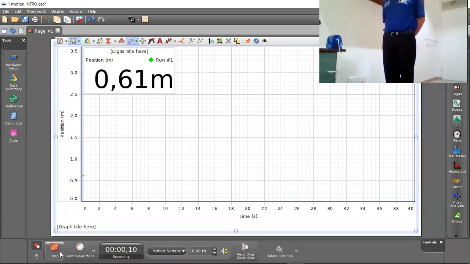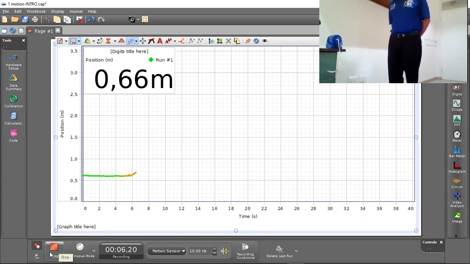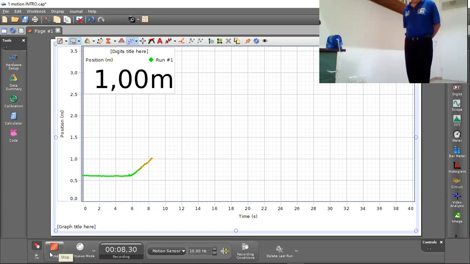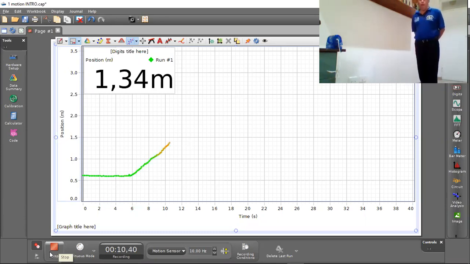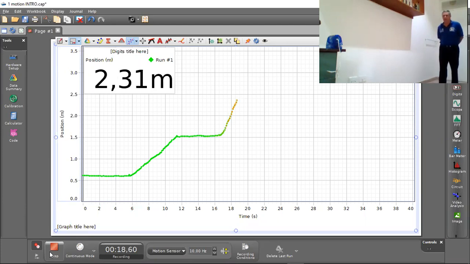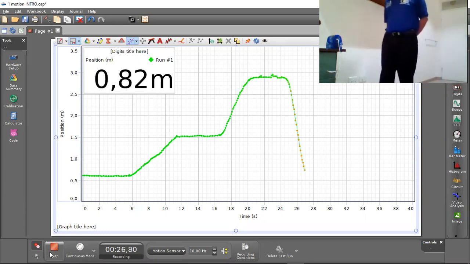So I'm standing in front of the motion sensor, and it's measuring that I'm 0.6 meters away. If I start walking slowly backwards, you can see that reading increases. And I'm now 1.5 meters away. Stand still again, and you see the line is flat. Move further back again, and again my position increases. And when I stand still, again the line is flat. Now I'm going to come back quickly to the start, and then we're going to stop.